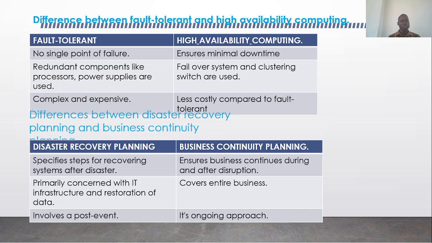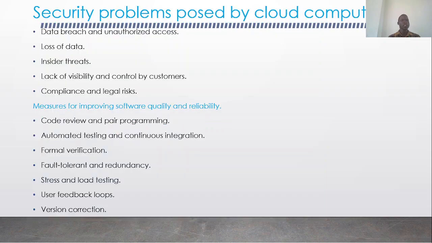Then for disaster recovery planning, it specifies steps for recovering a system after disaster, while business continuity planning ensures business continues during and after disruption.